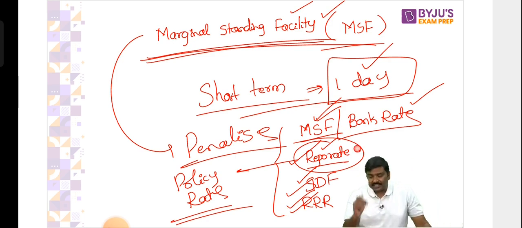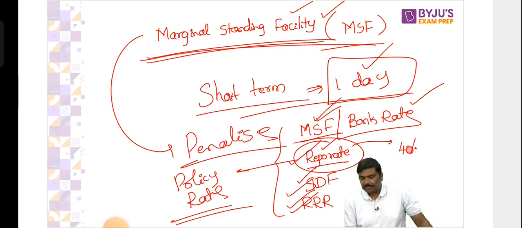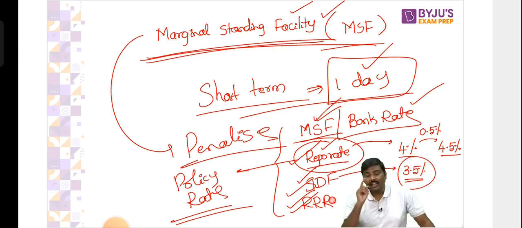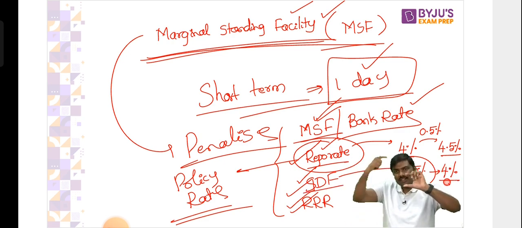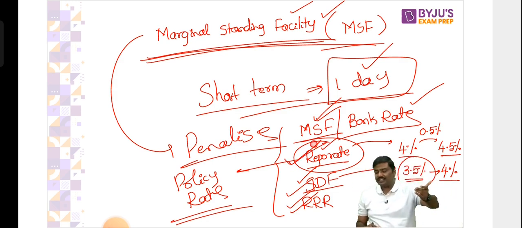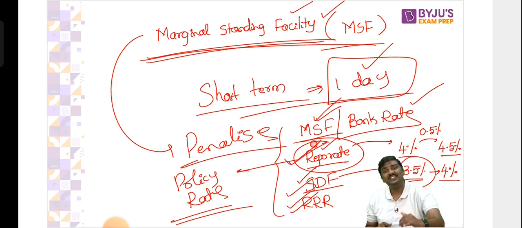For example, understand this carefully. Imagine repo rate is 4% and SDF is 3.5%. Now, if RBI increases the repo rate from 4% to 4.5%, that means they've increased the repo rate by 0.5%. Automatically, I repeat, automatically the SDF will increase from 3.5% to 4%. The RBI governor doesn't have to say it. Why? They have linked all the other rates with the repo rate. And if the repo rate changes, automatically the remaining rates will get adjusted in the same manner.